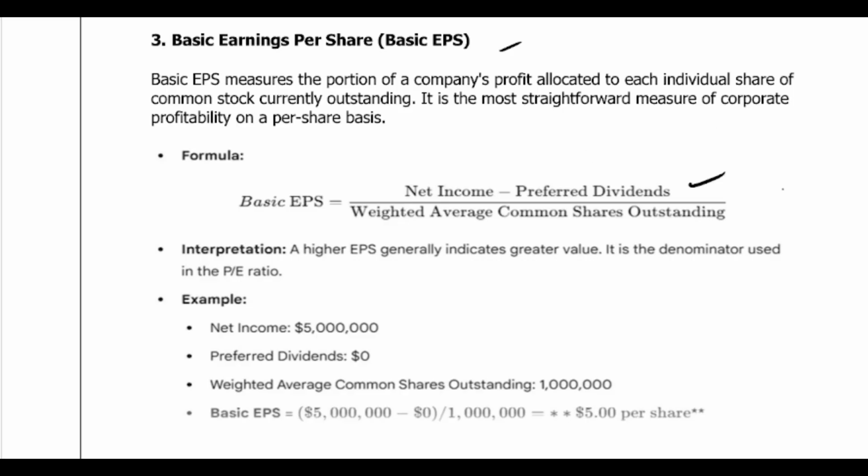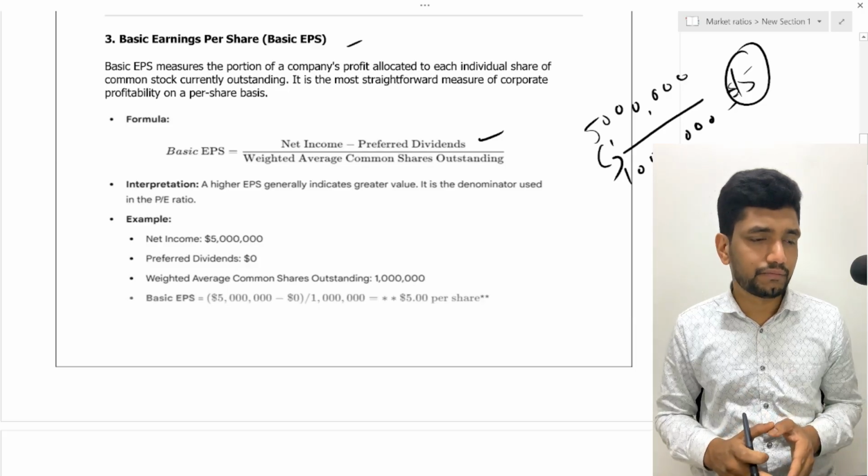For example, just a simple example, if the net profit available to equity shareholders is 5 million and you have 1 million shares, which means that you are earning $5 per share. So that means this net income available to equity shareholders is allocated to the number of outstanding shares.